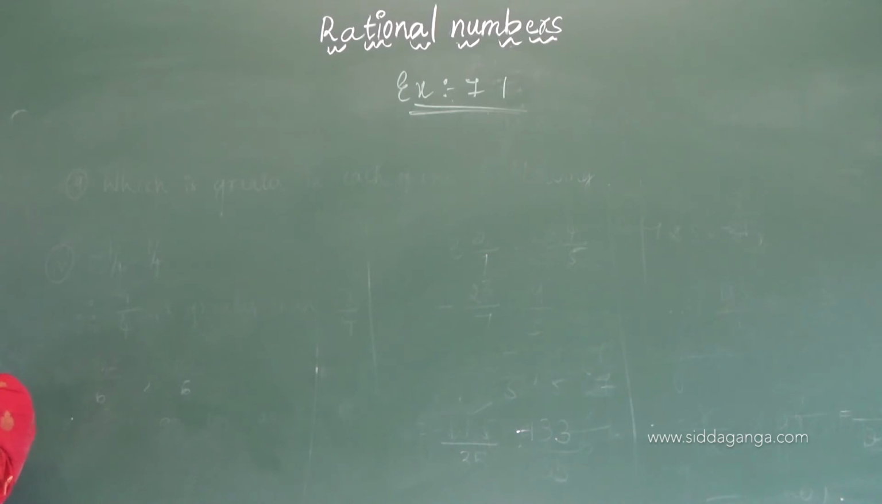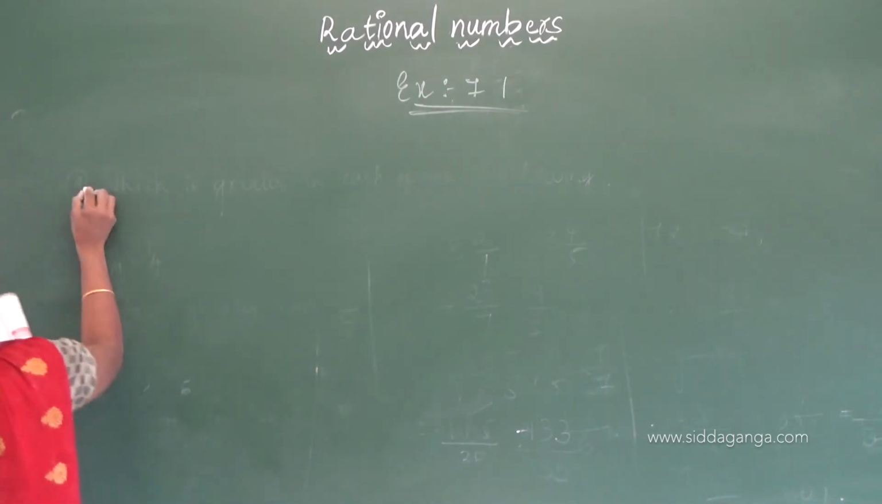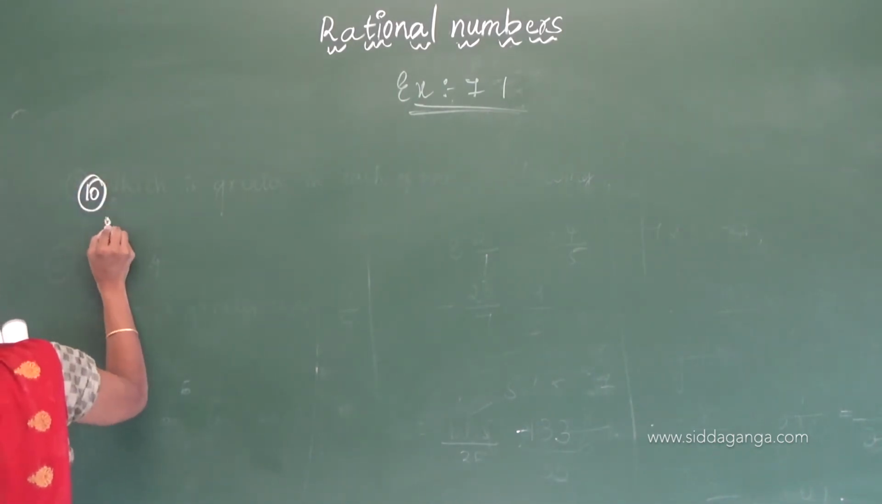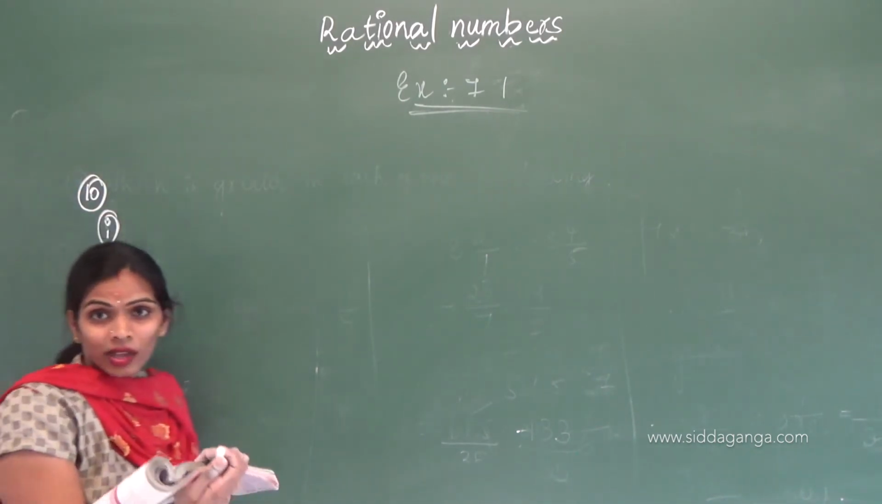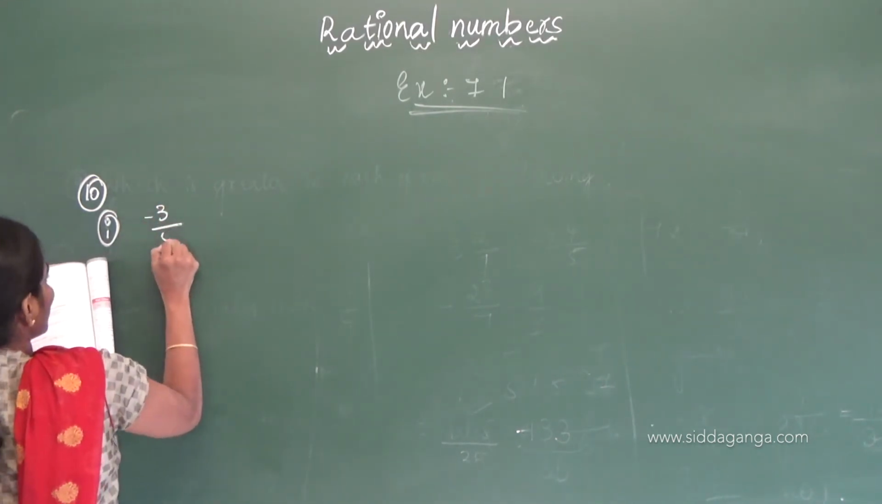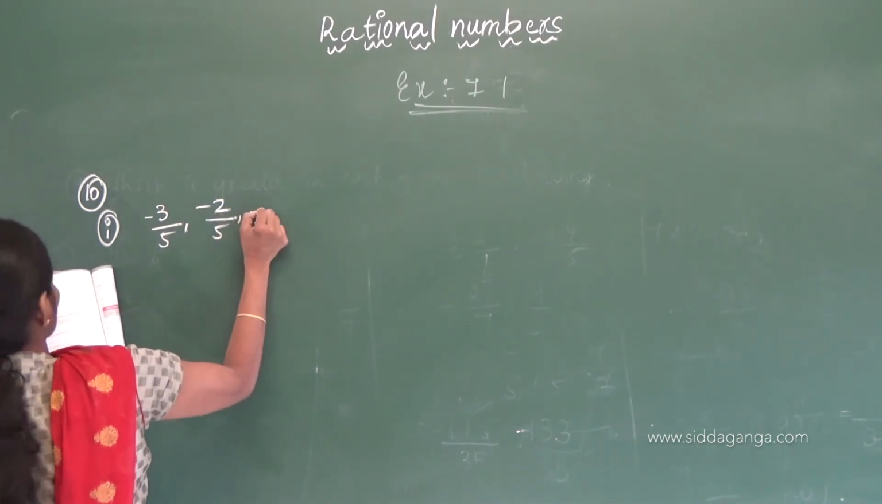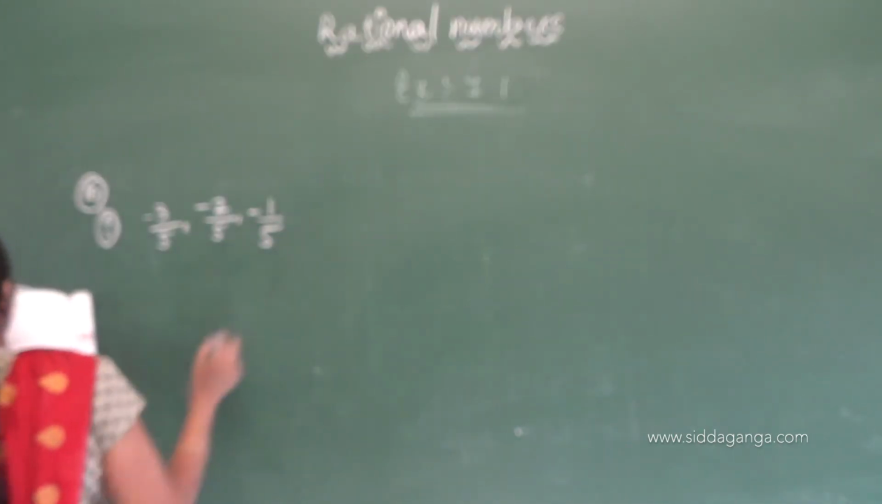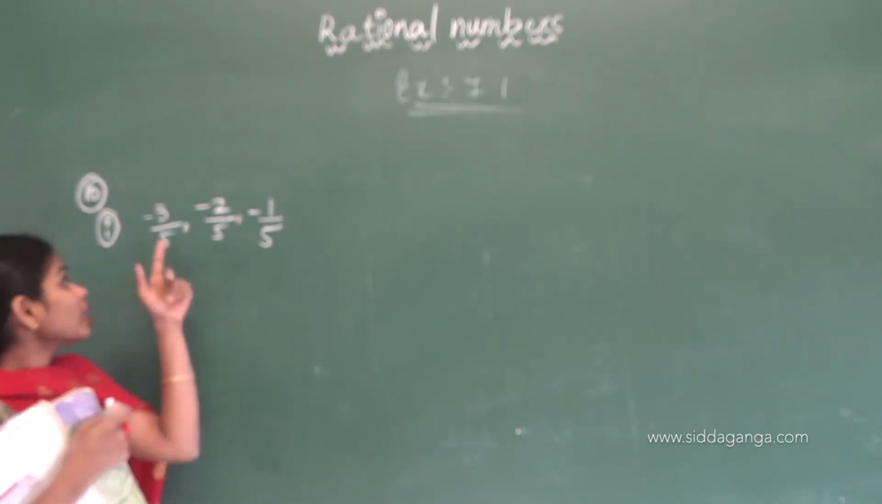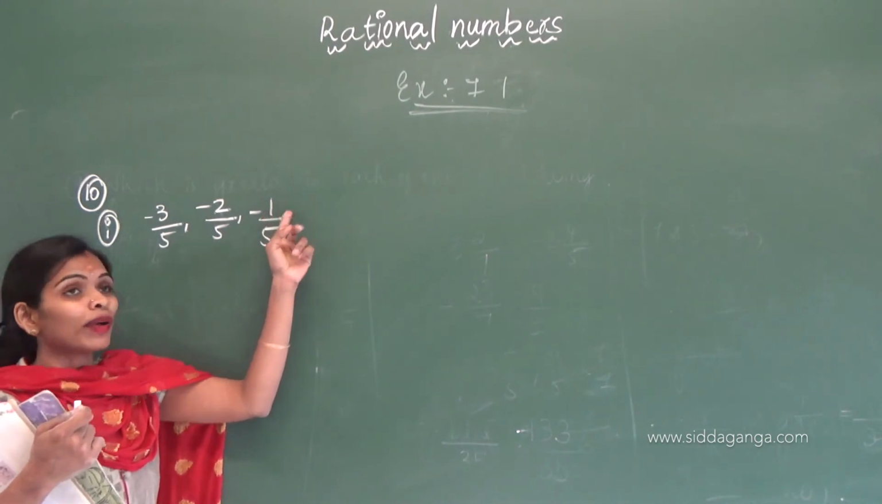Write the following rational numbers in ascending order. Here they are giving some rational numbers that we have to arrange in ascending order. What are they giving? -3/5. In 6th also you did like this in chapters. Here all are 3/5, -3/5, -2/5, -1/5.